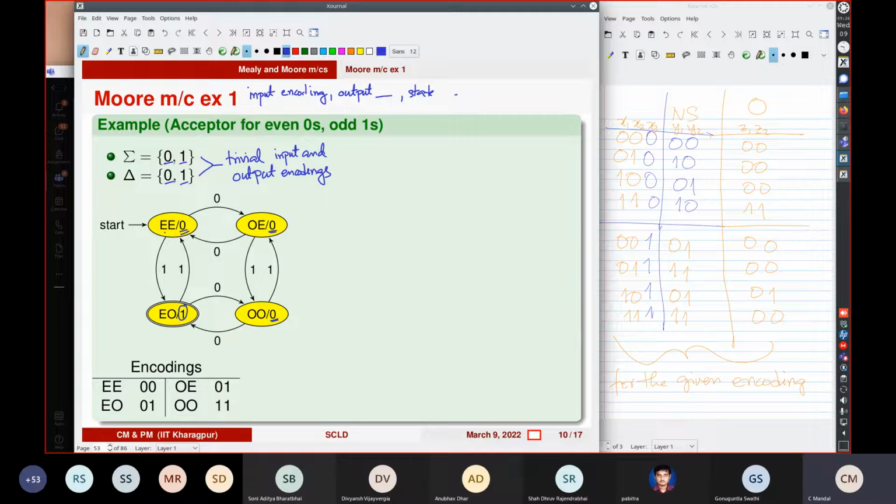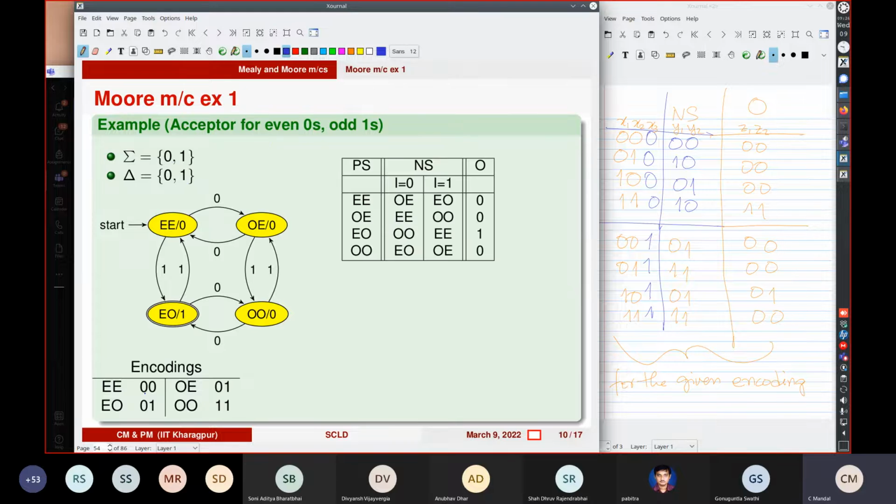But your states are symbolic. In fact, you have got 4 states here, so you will need at least 2 bits to encode those 4 states. So we have chosen a certain encoding. Of course, other encodings are possible.